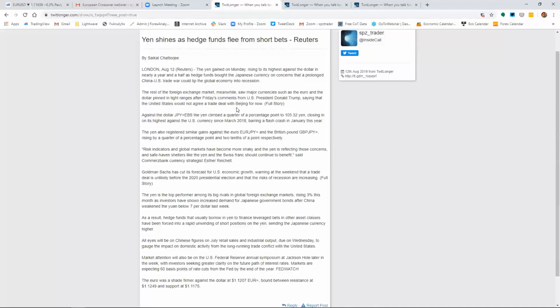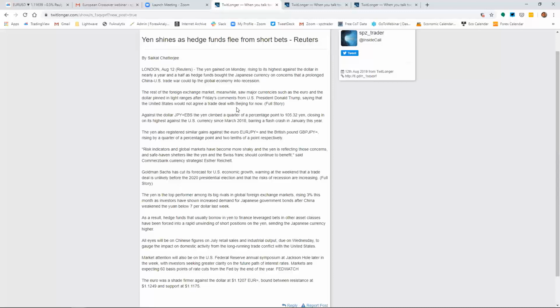Risk indicators in global markets have become more shaky, and the yen is reflecting those concerns. Safe haven shelters like the yen and the Swiss franc should continue to benefit, said Commerzbank strategist Esther Reichelt. Goldman Sachs cut its forecast for U.S. economic growth, a warning at the weekend that a trade deal is unlikely before the 2020 presidential election. The yen is a top performer among its biggest rivals in global foreign exchange, rising 3% this month.